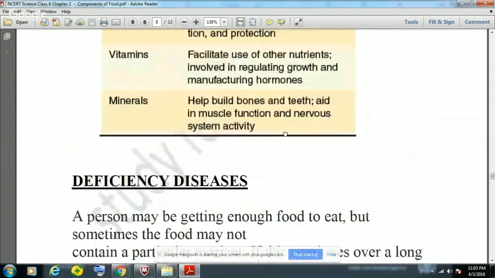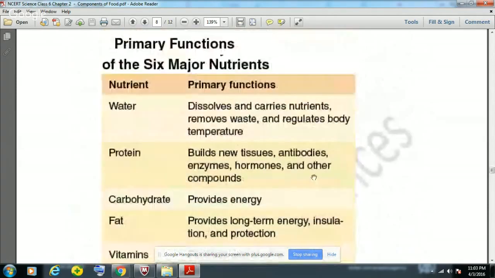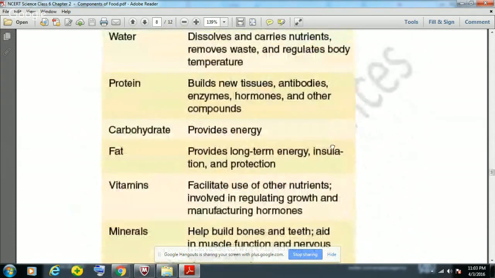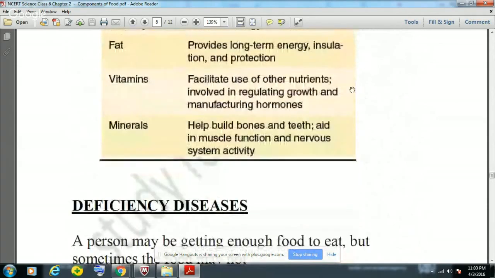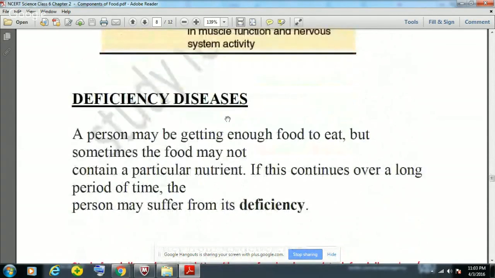So these are some of the functions. This picture is very important. It explains all the functions of all the nutrients, and water and roughage actually help in digestion.